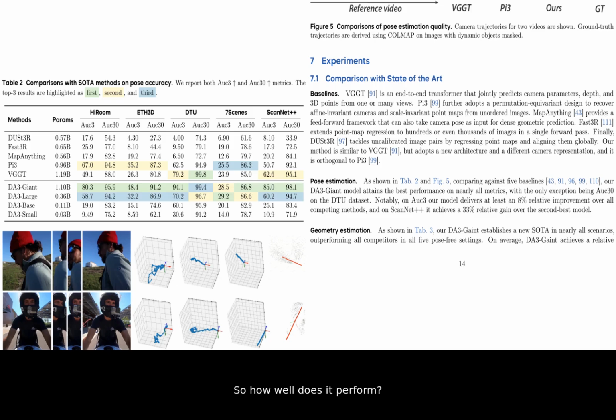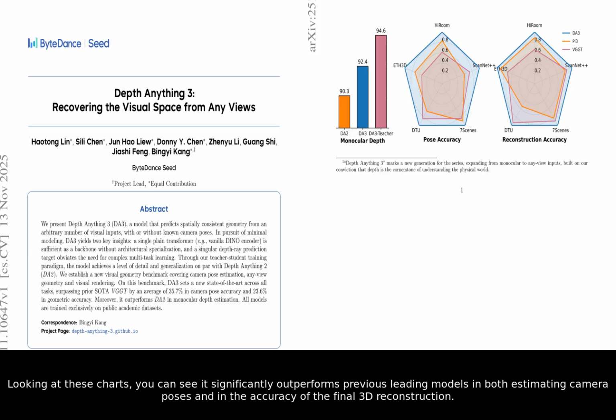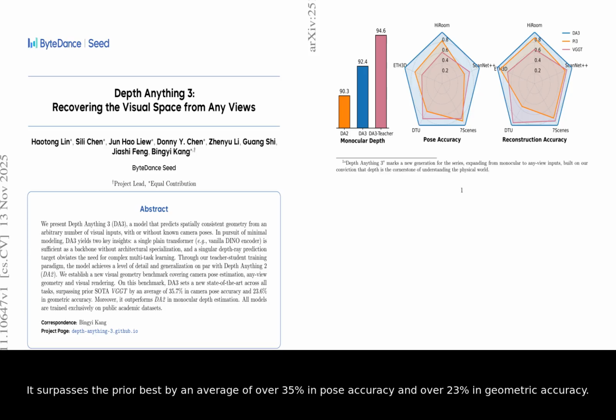So, how well does it perform? On a new comprehensive benchmark designed to test these abilities, Depth Anything 3 set a new state-of-the-art across the board. Looking at these charts, you can see it significantly outperforms previous leading models in both estimating camera poses and in the accuracy of the final 3D reconstruction. It surpasses the prior best by an average of over 35% in pose accuracy and over 23% in geometric accuracy.